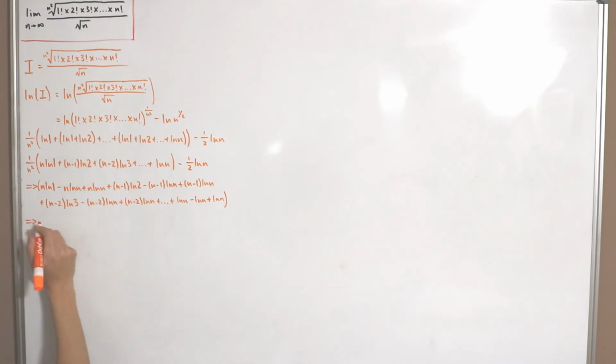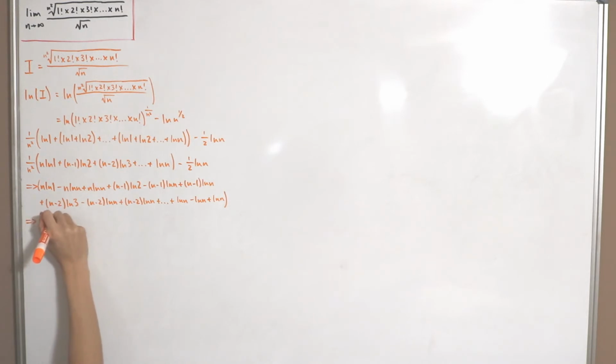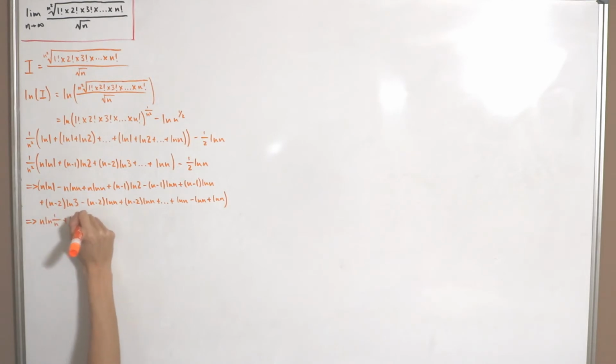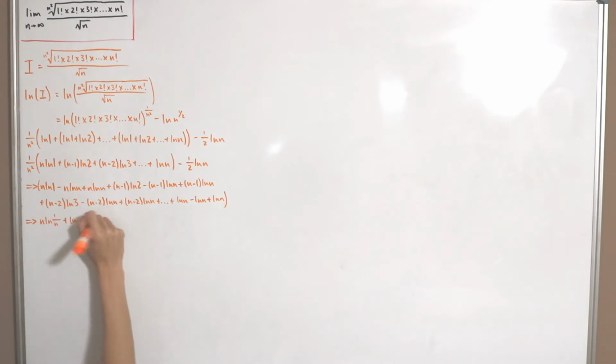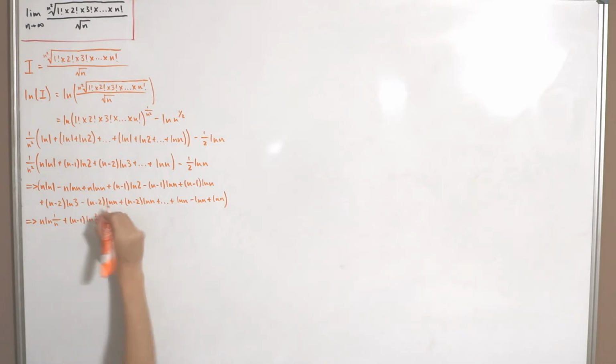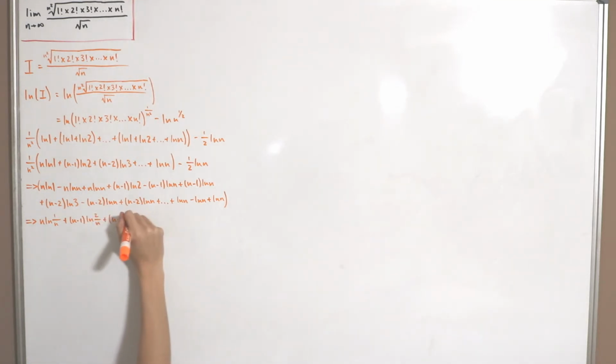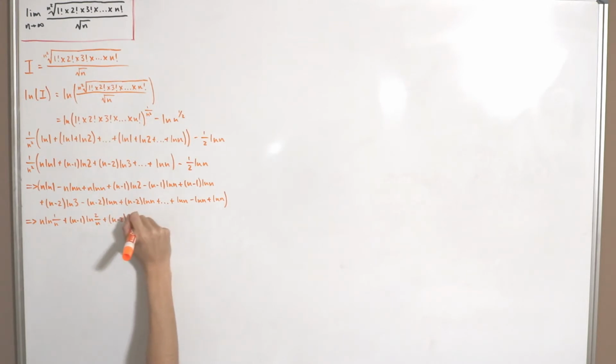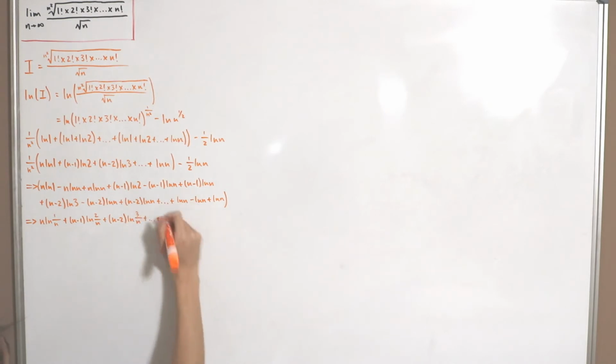So then we have the natural log of 1 over n, and then add this with n minus 1 times the natural log of 2 divided by n, and then next would be n minus 2 multiplied with ln of 3 divided by n, okay, and then we add this with the natural log of n divided by n.